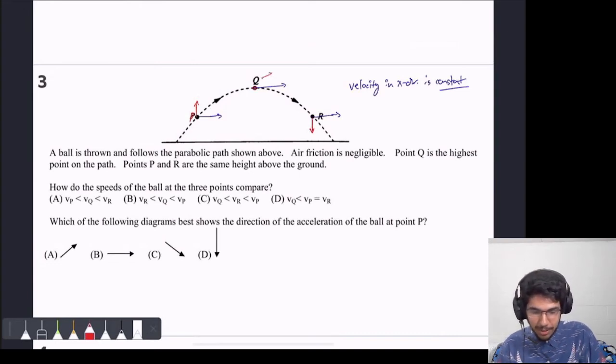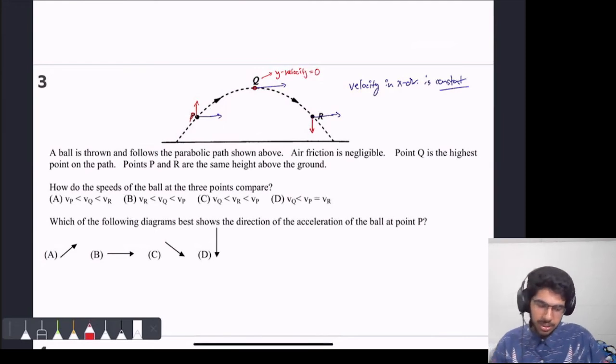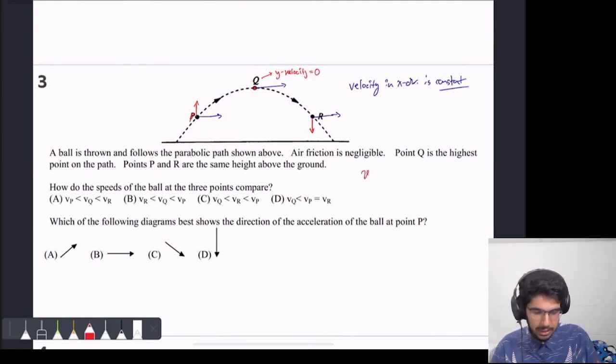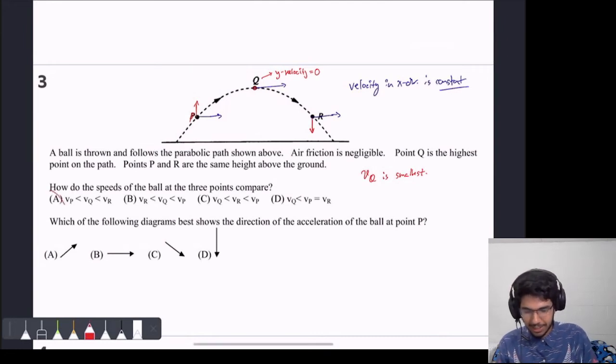So, what did we say about this? Y velocity equals 0. So already from this, we should know that velocity at Q is smallest. Right? Because there's no y component. The other two have y components, and the x component is the same as at Q. So, from this we can eliminate A, we can eliminate B.